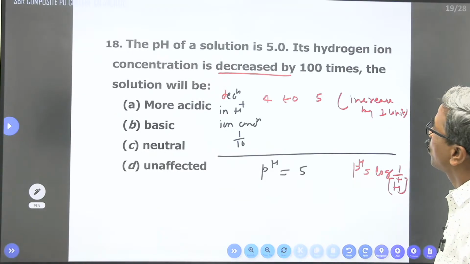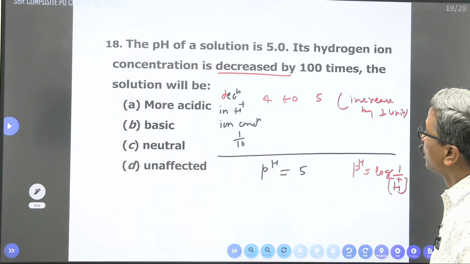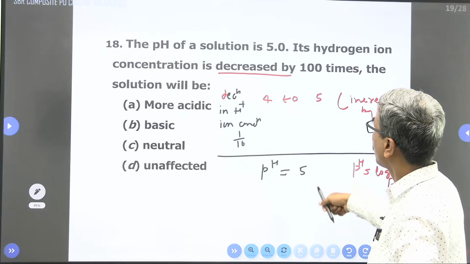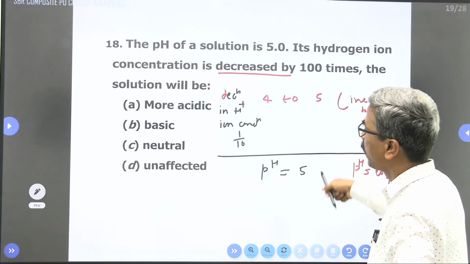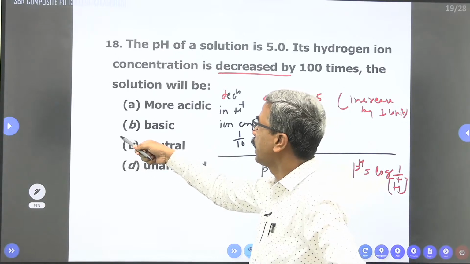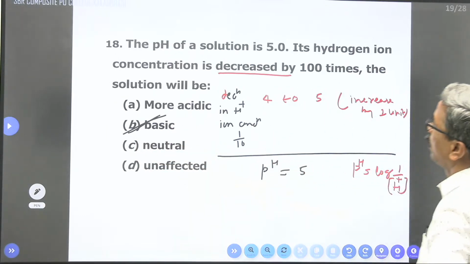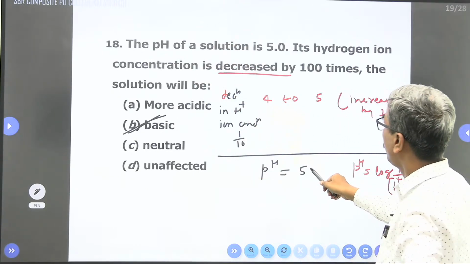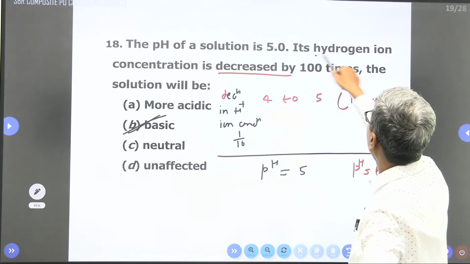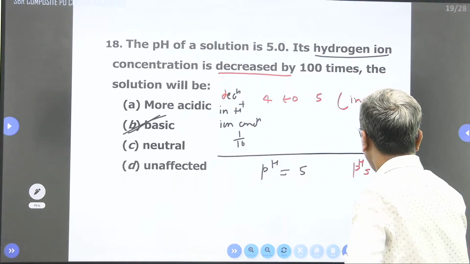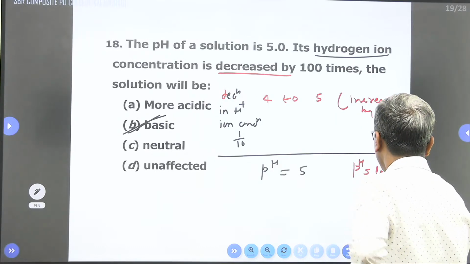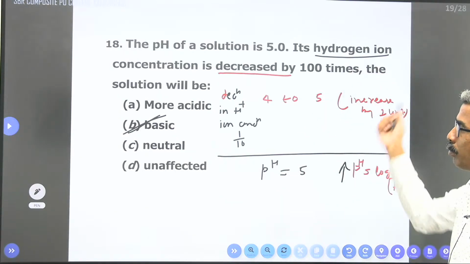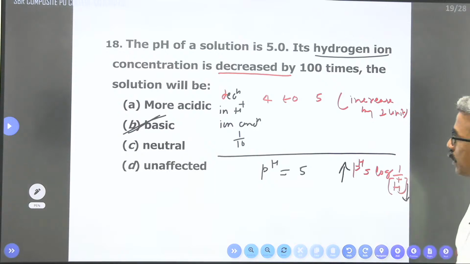So the solution, instead of being more acidic, should become basic, because the pH is going to be increasing. So for question number 18, option B is correct. Once again I am repeating, the pH is 5. Now they are decreasing the H plus ion concentration. Then what will happen to the pH? The pH will increase. It becomes more than 5, so the solution is going toward the basic region.